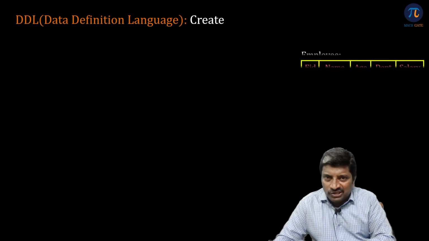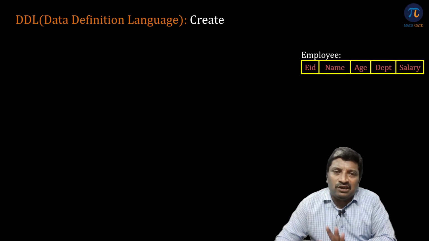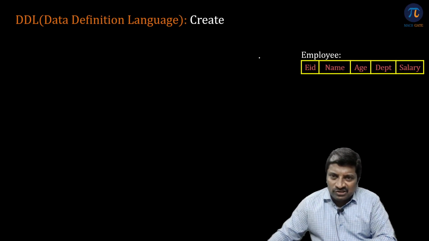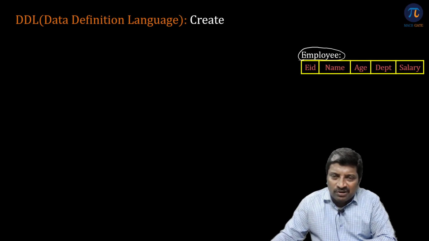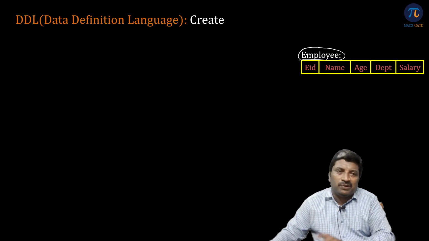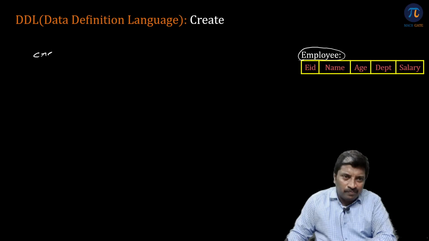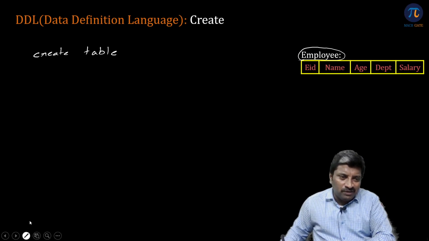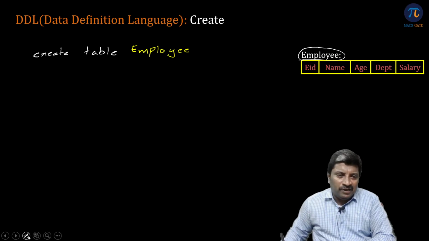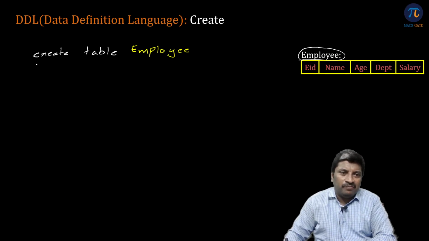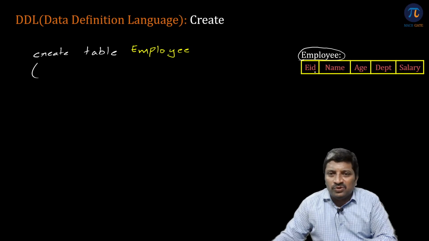Now let us start. I want to create a relation. Suppose this is the relation I want to create. Then how to create it? First of all, I should know the name of the relation. Here, the name of the relation we are going to create is employee. So create table. What is the name of your table, sir? Employee. Create table employee. Then what are the attributes?